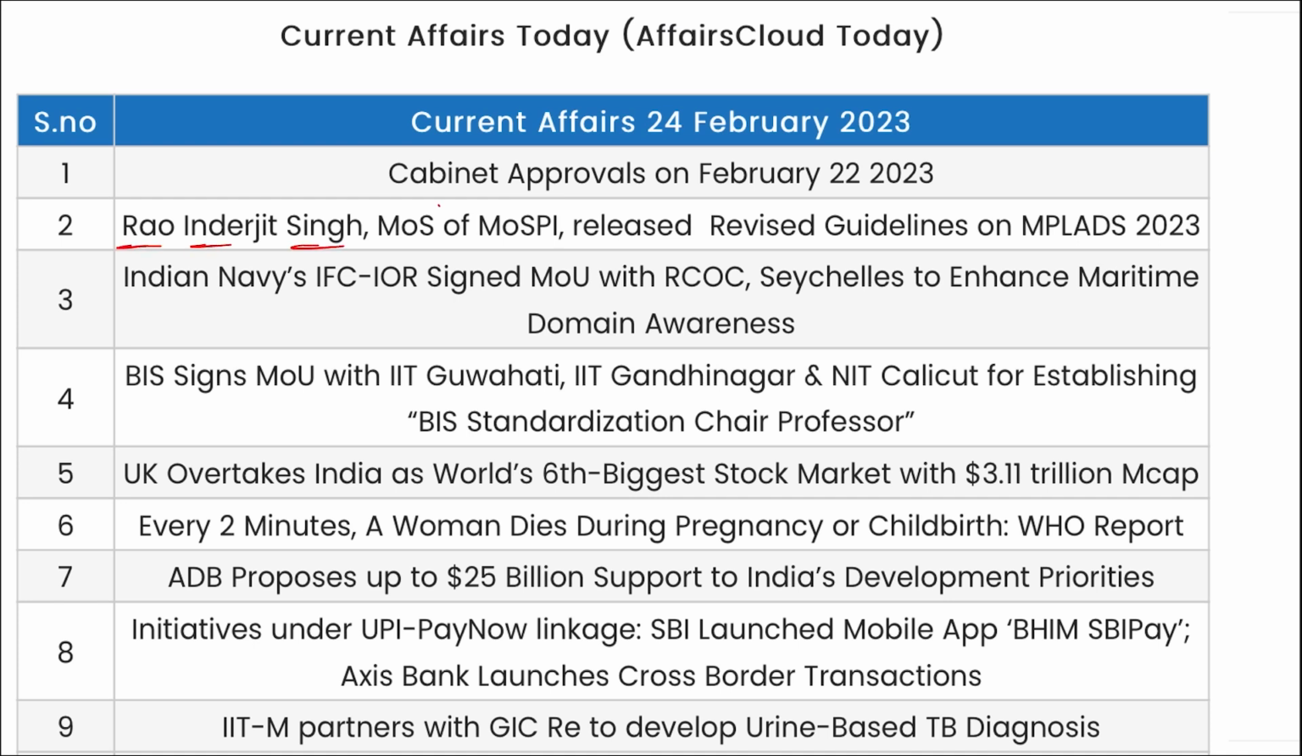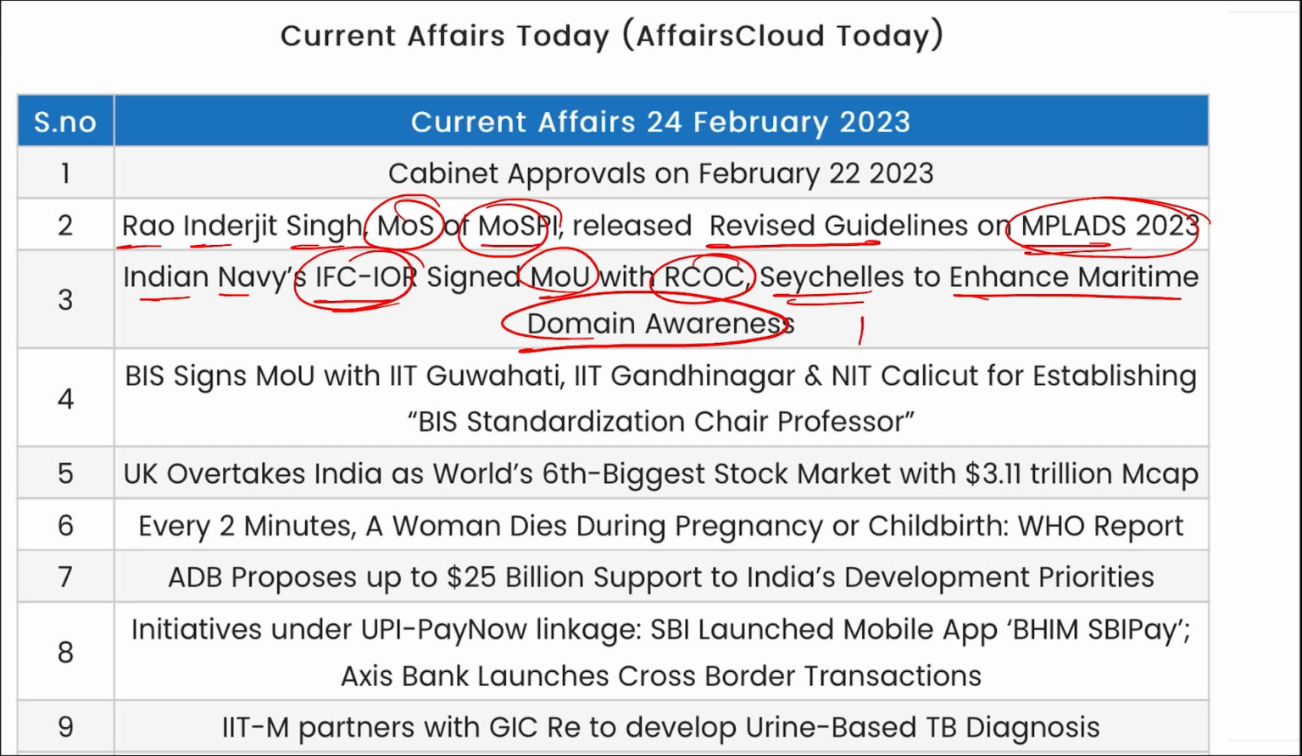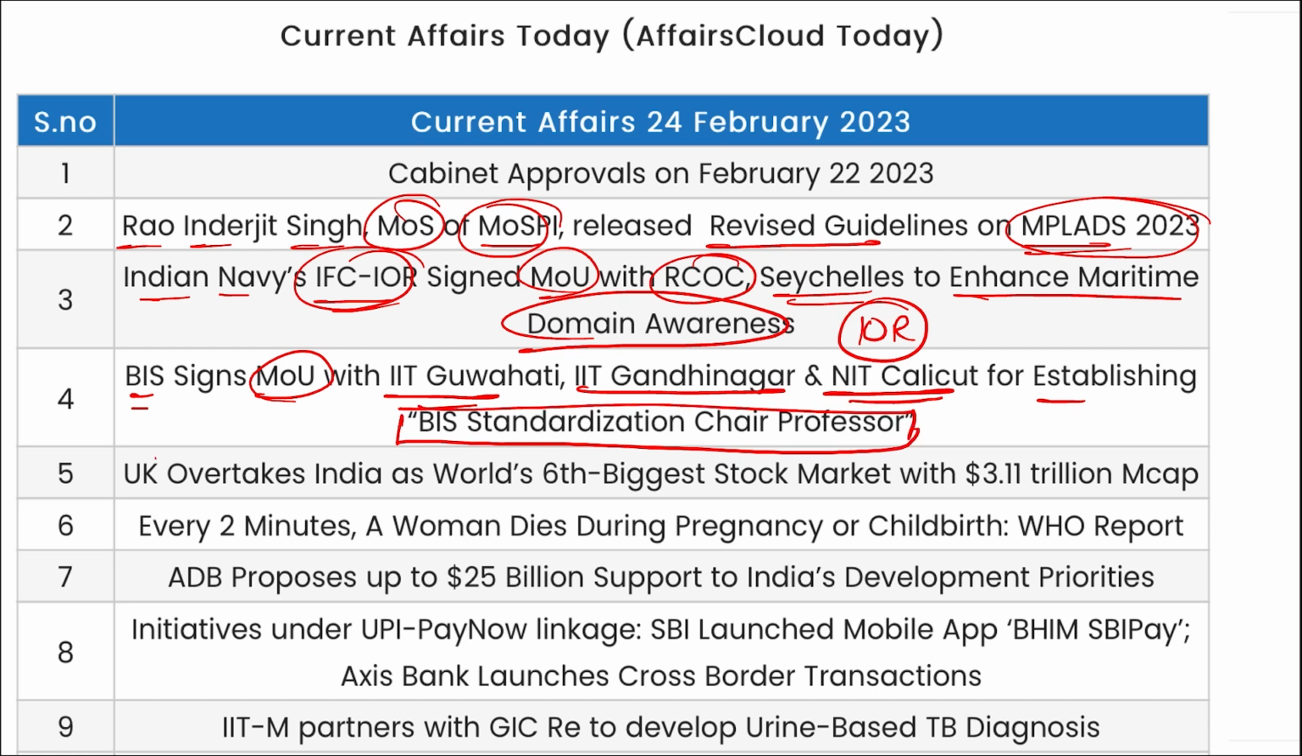Rao Inderjit Singh, Minister of State of MOSPI, has released revised guidelines on MPLADS for 2023. Indian Navy's IFC-IOR has signed an MOU with RCOC of Seychelles to enhance the maritime domain awareness in the Indian Ocean region. BIS signed an MOU with IIT Guwahati, IIT Gandhinagar, and NIT Calicut for establishing the BIS standardization chair professor. Then UK overtakes India to become the sixth biggest stock market with $3.11 trillion market cap.